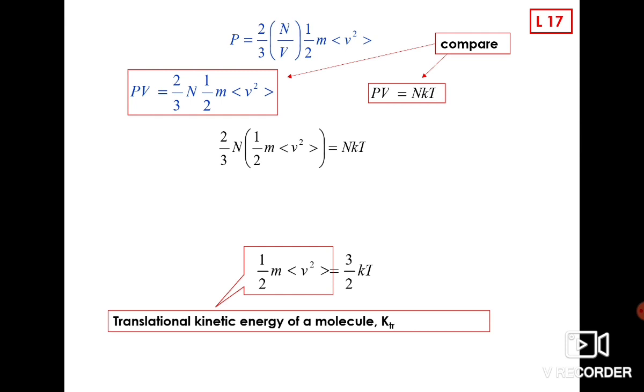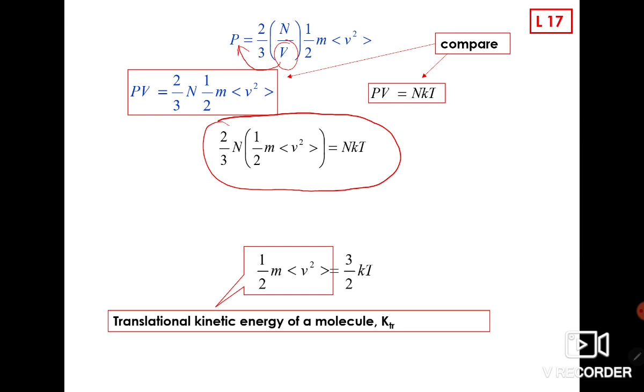So previously we learned P equal to 2 over 3 n over V half mv squared. We also have learned that PV equal to nkT. So from the first equation, P equal to 2 over 3 n over V half mv squared, V here can be transferred to the other side. So we have PV equal to 2 over 3 n half mv squared. We compare with PV equal to nkT, so we will get this equation.